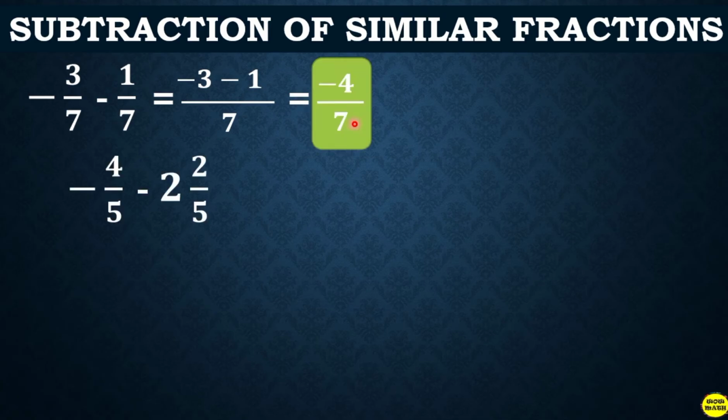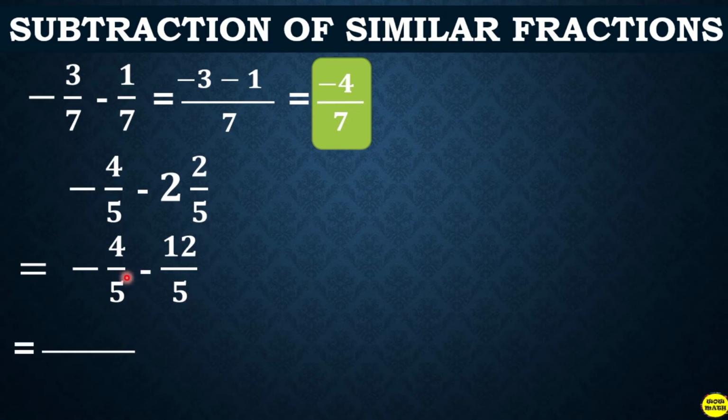Another. So, I have negative 4/5 minus 2 and 2/5. So, what we will do, when we have a mixed number, we make it improper first. So, we will have negative 4/5 minus 5 times 2, 10 plus 2, 12. Again, 5 times 2, 10 plus 2, 12 over 5. We just copy the denominator. Now, here it is. So, we will have negative 4 minus 12 over 5. Copy the common denominator. So, negative 4 minus 12. So, we will have negative 16 over 5.